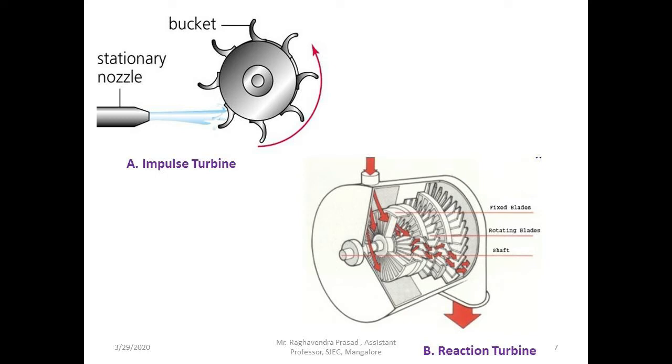Whereas in case of the reaction turbine we can see there is a casing or a cover inside which the fixed blades, rotating blades and the shaft are placed. There is the inlet and outlet, and the direction of water flow is shown from top to bottom. In this case, that is the reaction turbine, the water initially fills the casing completely so that all the fixed blades, rotating blades and the shaft will be in continuous contact with the water. The water will flow from inlet to outlet at very high velocity. So this high velocity and high pressure water will make the rotating blades rotate.